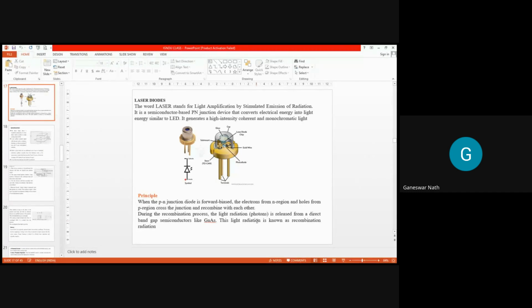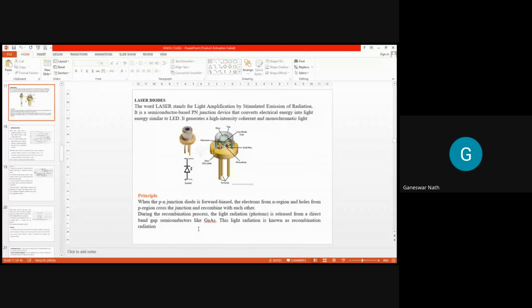These are called the light particles, the quanta of energy. They are produced when there is a recombination of electron and hole in a direct band gap semiconductor like gallium arsenide. Gallium arsenide is one of the compound semiconductors used to make the laser diode. So this light radiation is known as recombination radiation.